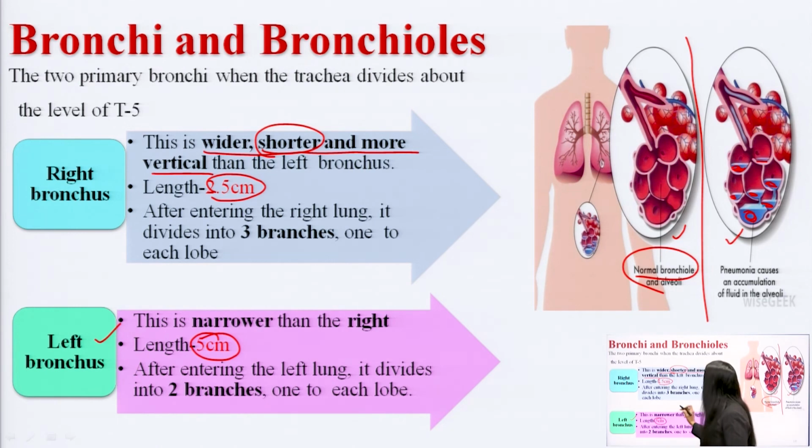If you see here, the right bronchus is wider in structure, shorter and more vertical in shape. And the left bronchus is somewhat narrower compared to the right bronchus, and somewhat longer, at 5 centimeters in length.